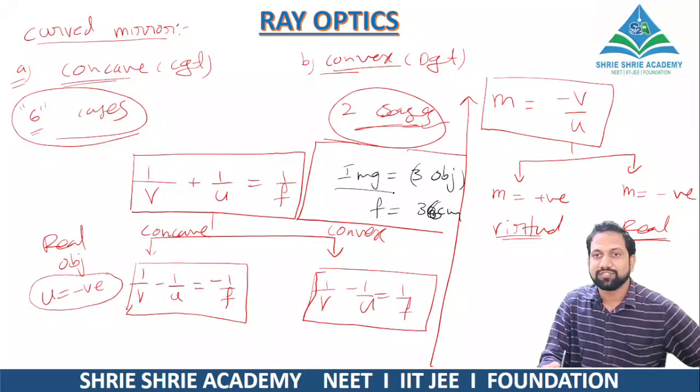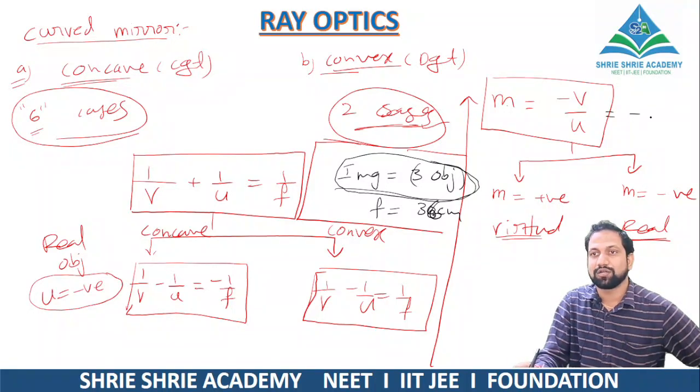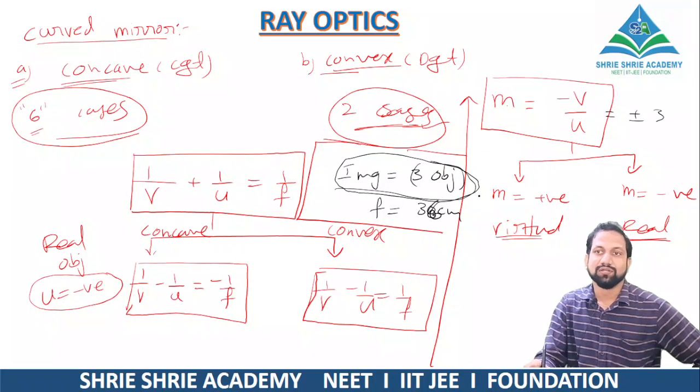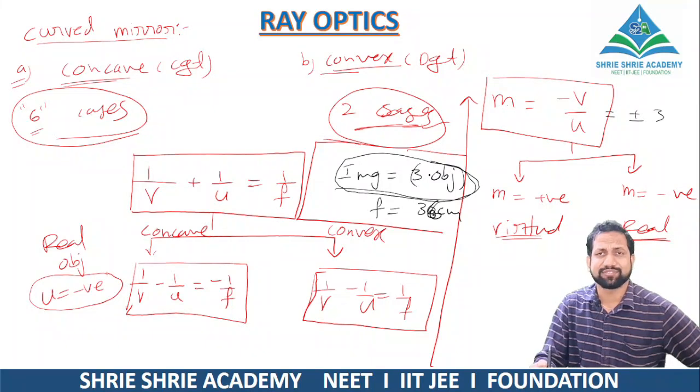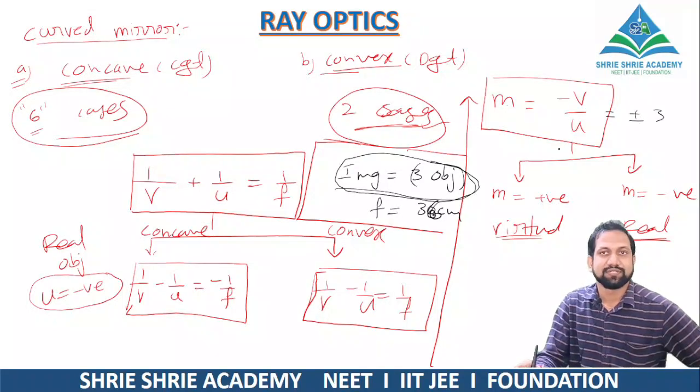By seeing the words image is 3 times the object, you have to consider that m is plus or minus 3. Why am I taking plus or minus 3? Because they have said clearly it is 3 times, but they didn't mention whether real or virtual. If it is a real image, we have to consider minus. If it is a virtual image, we have to consider plus. So you solve the problem with plus 3 and with minus 3, and you will get 2 different object distances, u1 and u2.